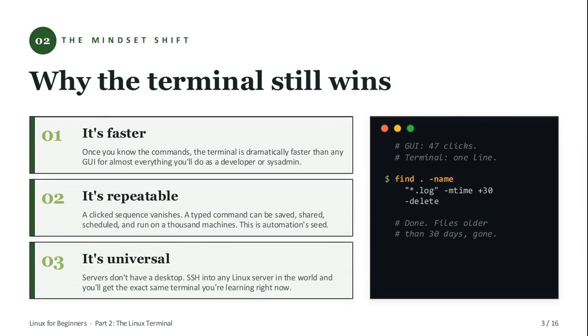So let's start with the obvious question. In 2024, why bother with a black screen and blinking cursor? 3 reasons. Speed. Once the commands live in your fingers, you'll outpace any mouse. Repeatability. A click disappears the moment you make it, but a typed command can be saved, shared, scheduled, run across 1,000 machines. That's the seed of all automation.